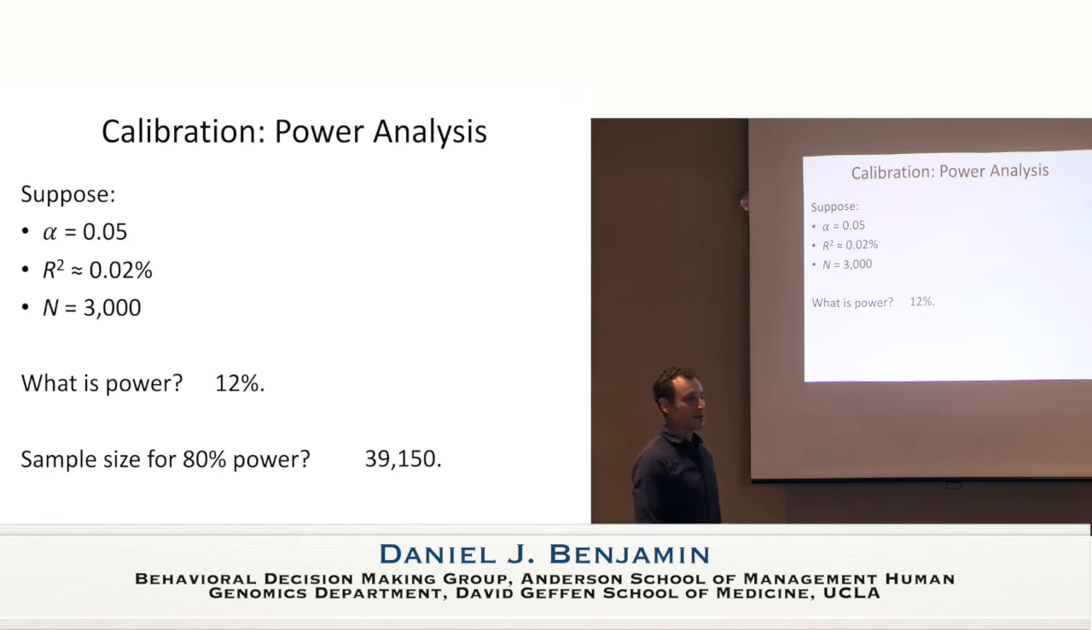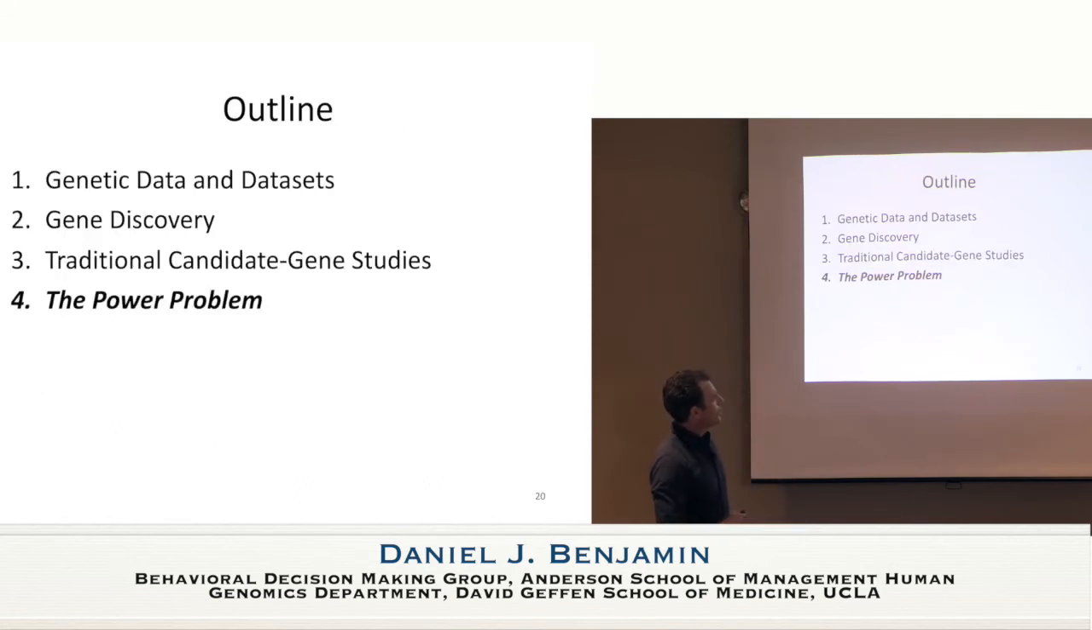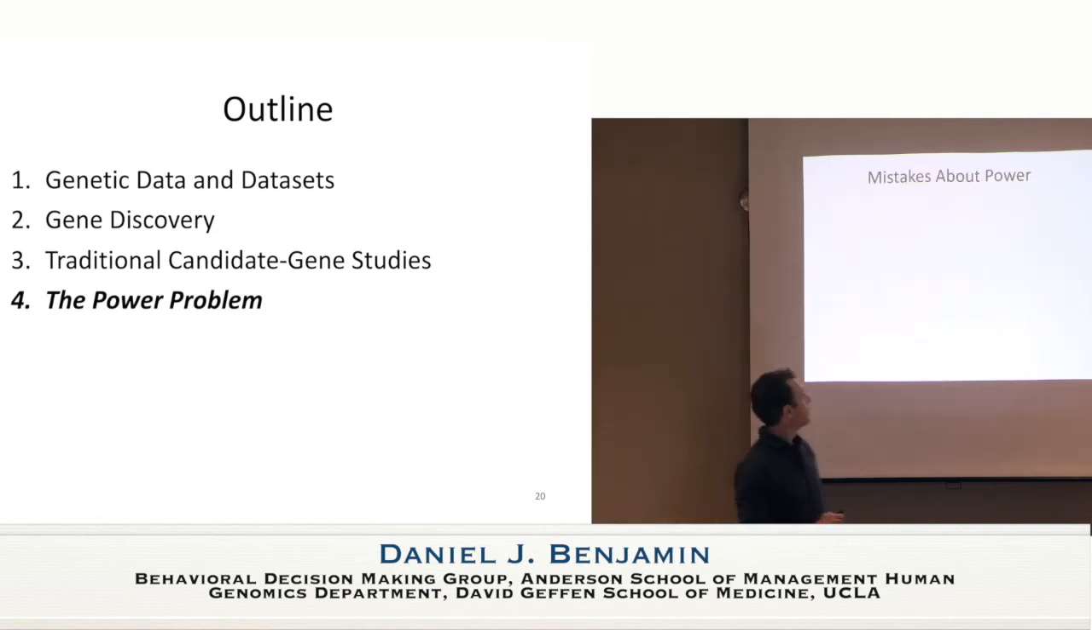Okay, so abysmally low by standards for what is reasonable power. The sample size you would need for 80% power is 40,000 people, much larger than any candidate gene studies that were done. Okay, so why is that a problem to have low power?